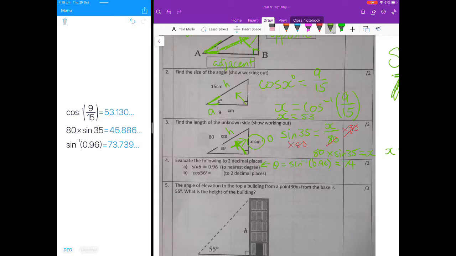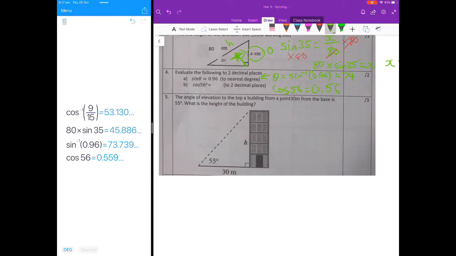Next one's really easy. You are quite literally just putting straight into your calculator cos 56, and after that you are going to round to the 2 decimal places that the question has asked for. Rounding to 2 decimal places, we've got 0.56. Bring us on down to the last question on our trig, and we have a lovely triangle.